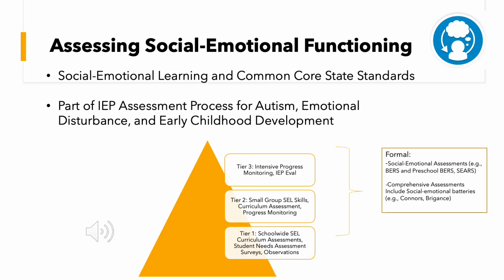Assessing social-emotional functioning. Social-emotional learning, or SEL, is a hot topic among educators and is part of the Common Core state standards. The Individuals with Disabilities Education Act requires that IEPs assess the student's, quote, social and emotional status if it relates to the student's disability, such as with autism, emotional disturbance, and some early childhood development issues. The process of assessing social-emotional function in our RTI framework begins on Tier 1, based on a school-wide SEL curriculum.